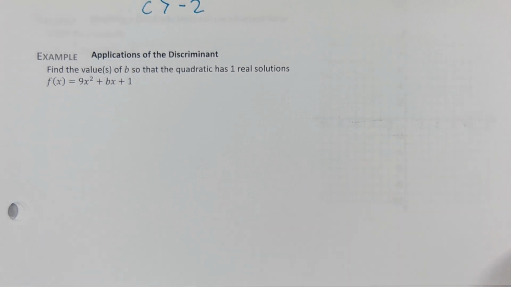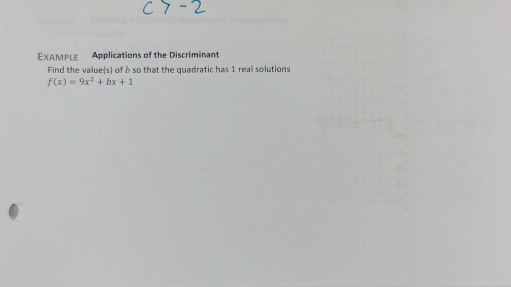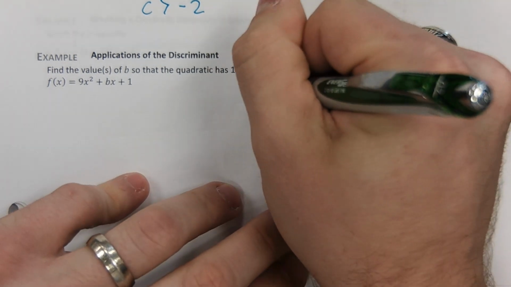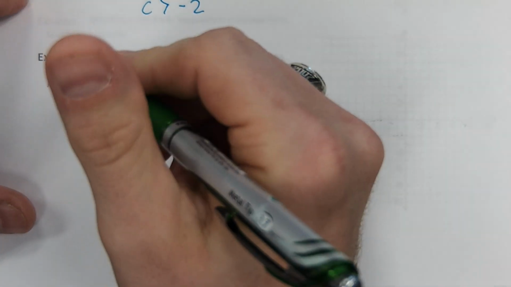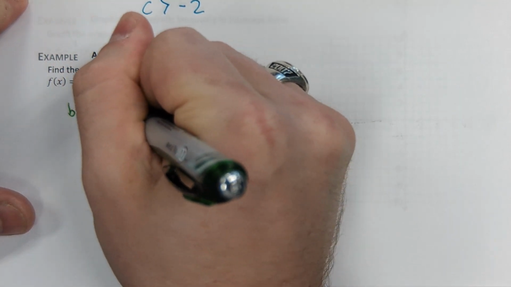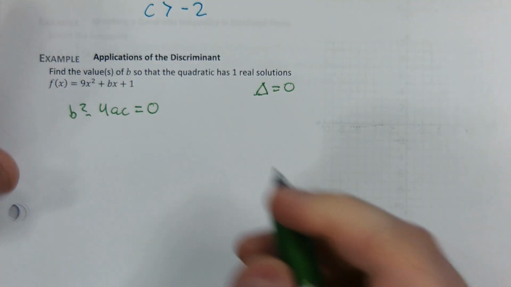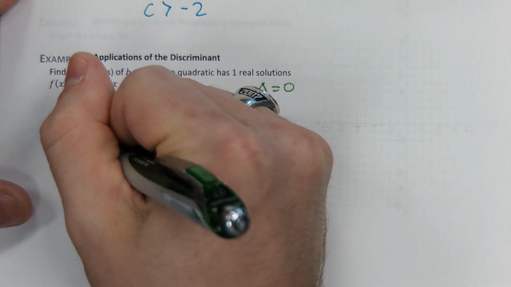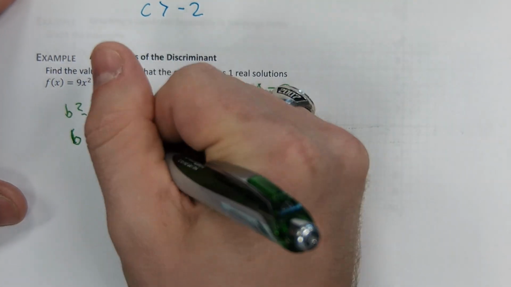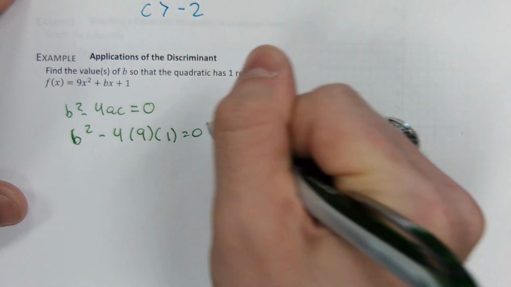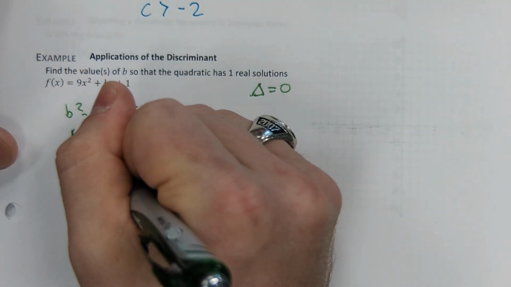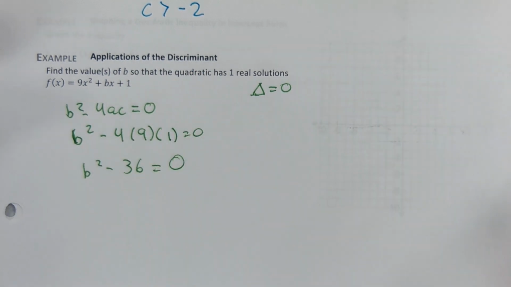This one says you don't know the b value, but you do know you want one real solution and only one real solution. So what does that tell you about your discriminant? Has to equal 0 this time. This time your discriminant must equal 0. Oh, my b value is unknown. It's b. a is 9 and c is 1. This tells me b squared minus 36 is 0.